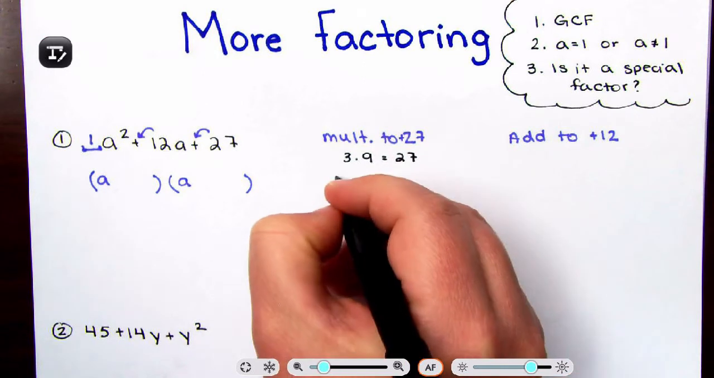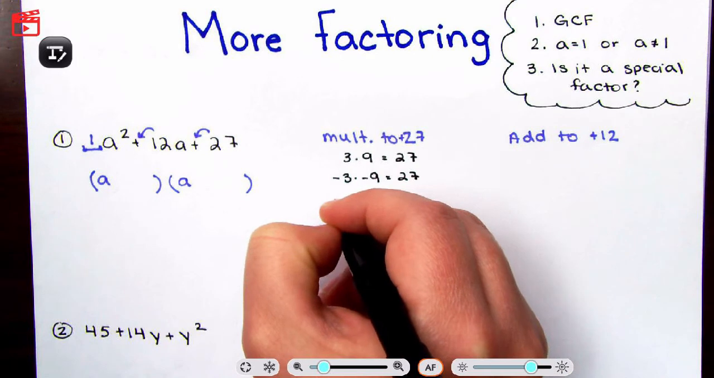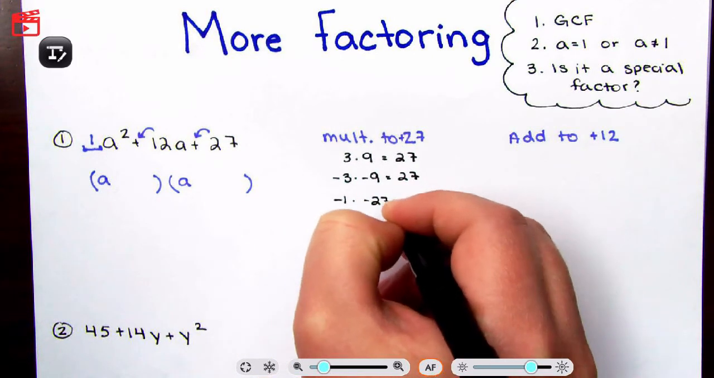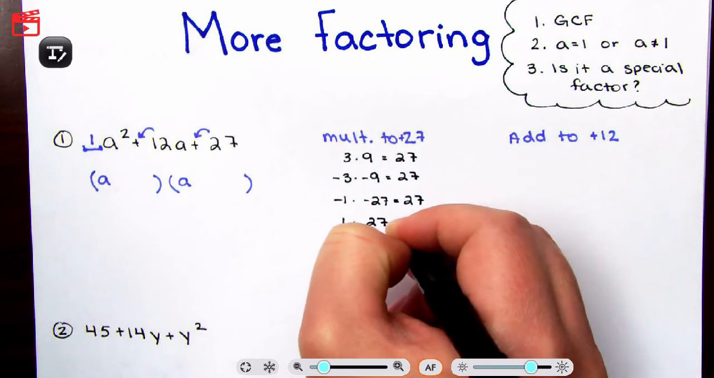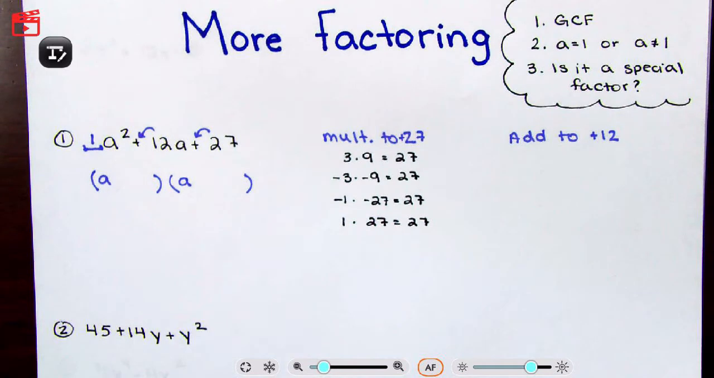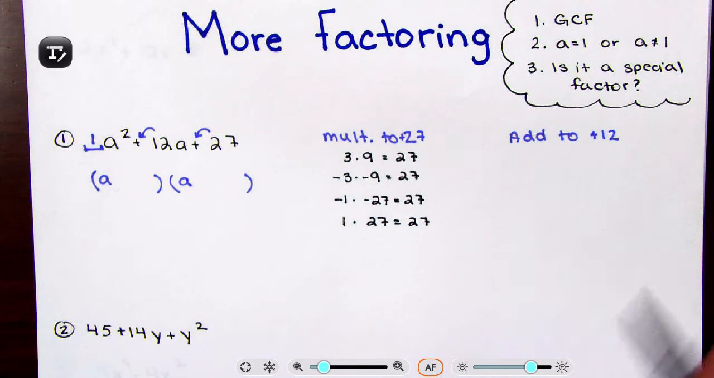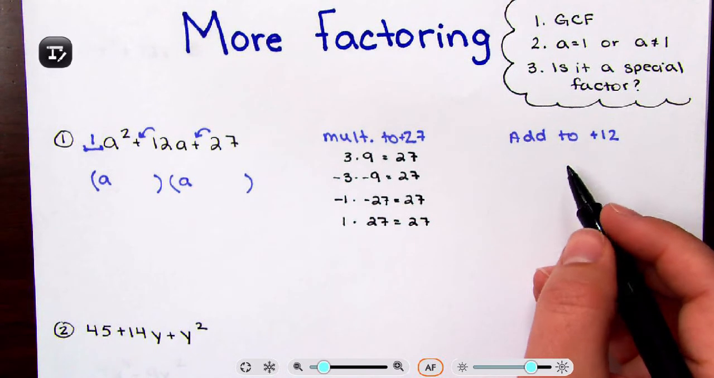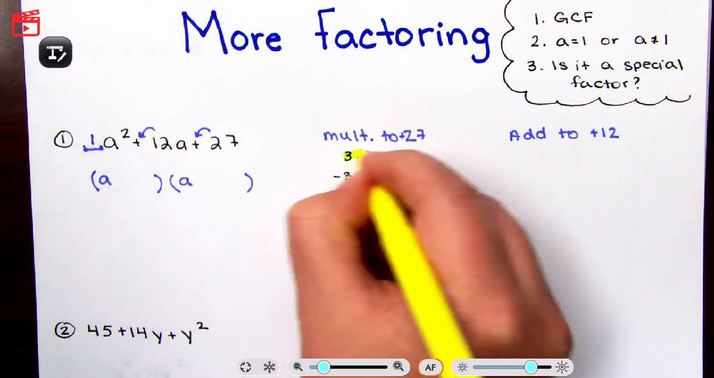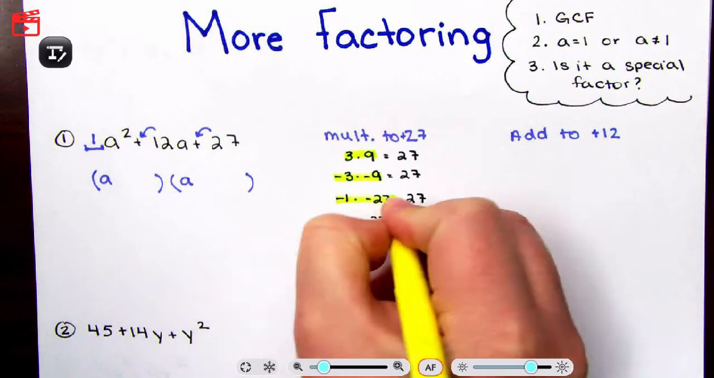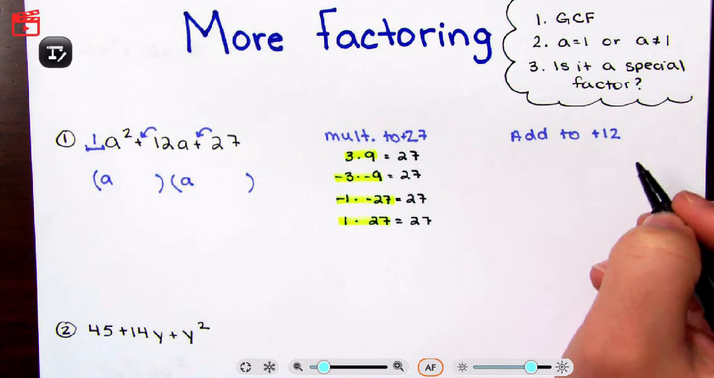So we have 3 times 9 is 27. However, we also can do the negatives of this. So negative 3 times negative 9 is 27. I also have a negative 1 times negative 27, that equals 27. And I have a positive 1 times positive 27, which equals positive 27. Trying to think if there's any other factors. Don't believe so, so let's go ahead and move on to our secondary step, which here is to add up to 12. So we're taking 3 plus 9, negative 3, negative 9, all of these factors, and now I'm going to add them together to check if they add up to 12.